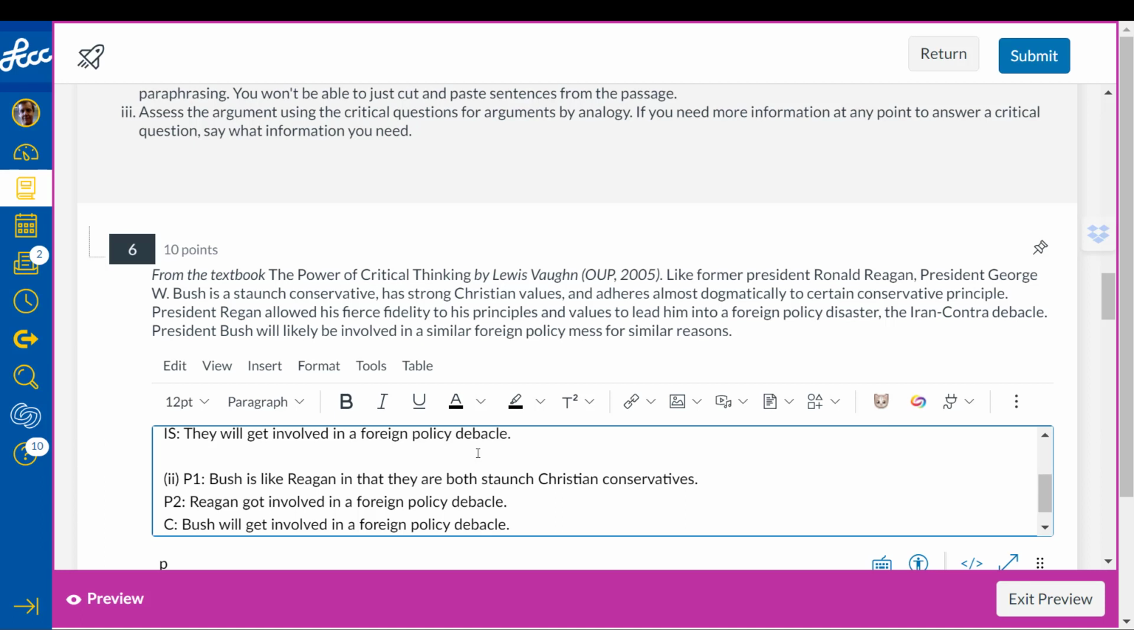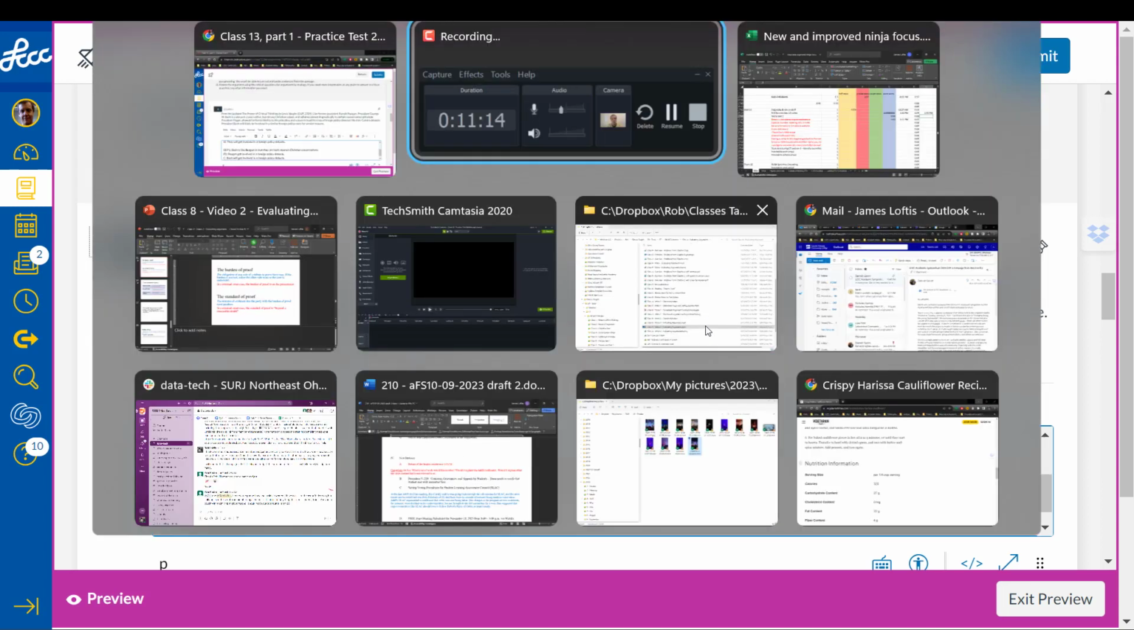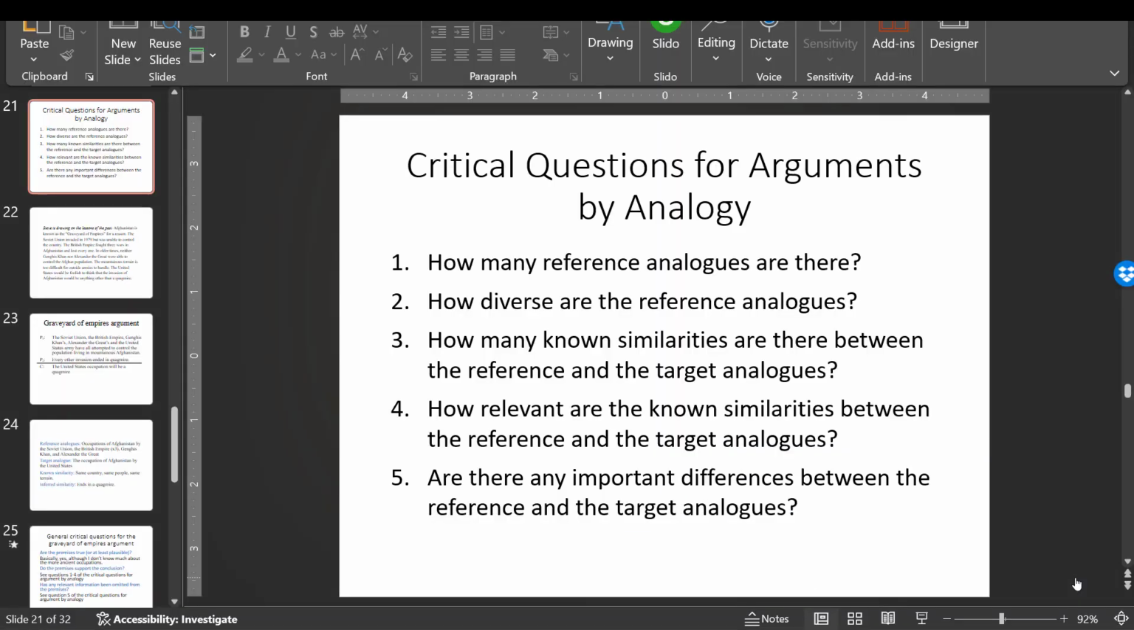remember which critical questions are important for evaluating arguments by analogy, that is. In general, we ask, do the premises support the conclusion? Are the premises true? And is there missing information? But when we go to arguments by analogy, there's a different set of questions. Let's just look those up so that we can remember them. These are the questions for arguments by analogy.